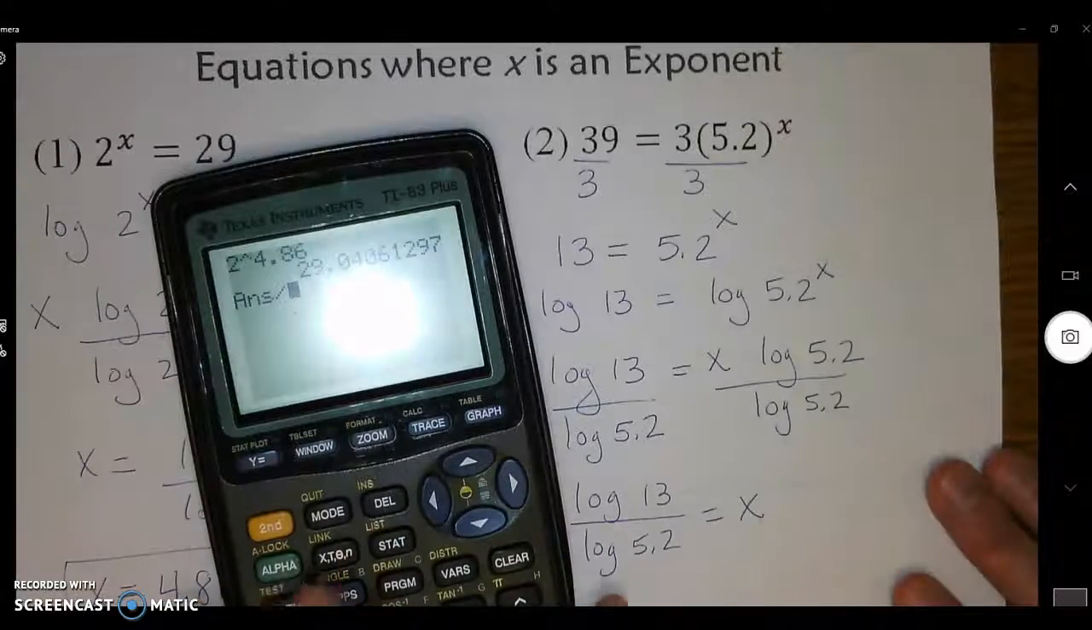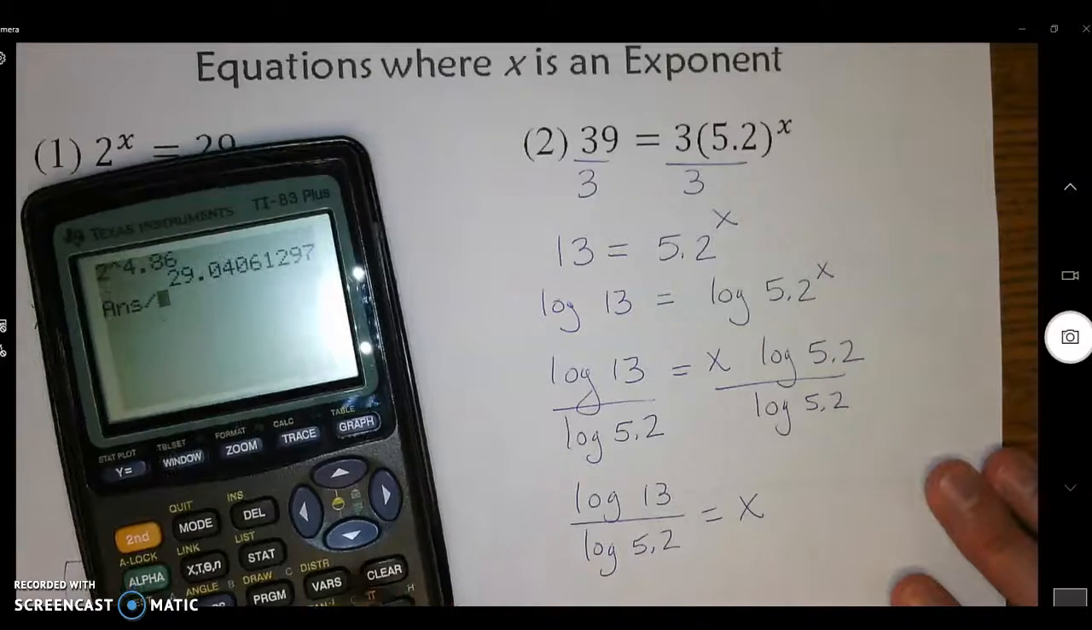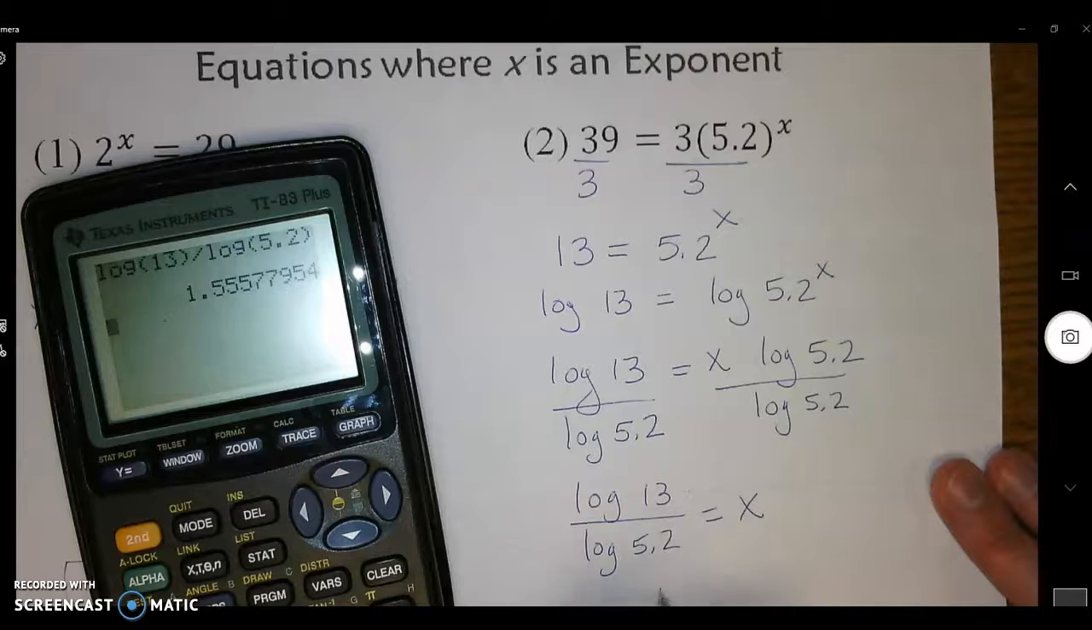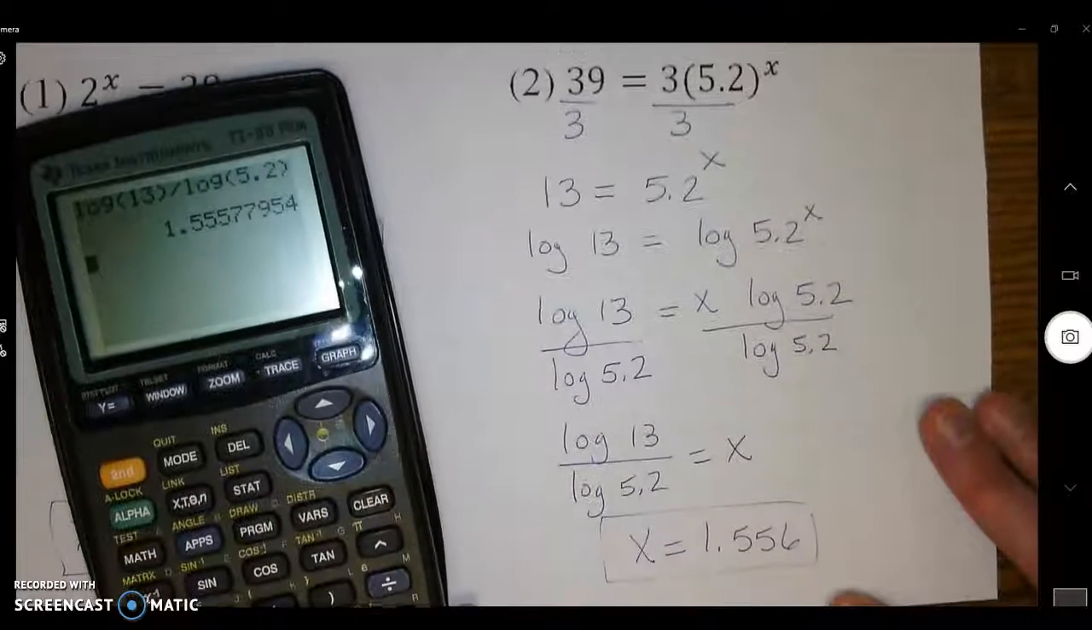Again, we're going to type that into the calculator. So log 13, close your parenthesis, divided by log 5.2. X will be 1.556, approximately, because I'm rounding.